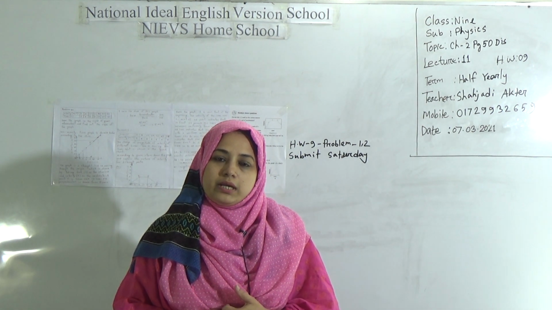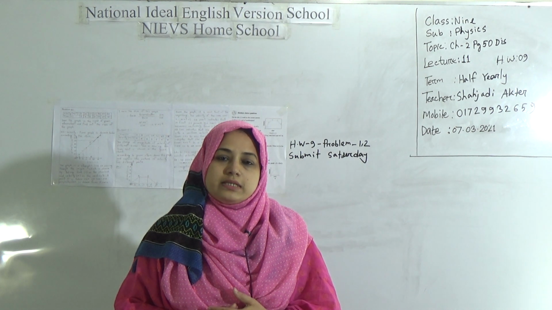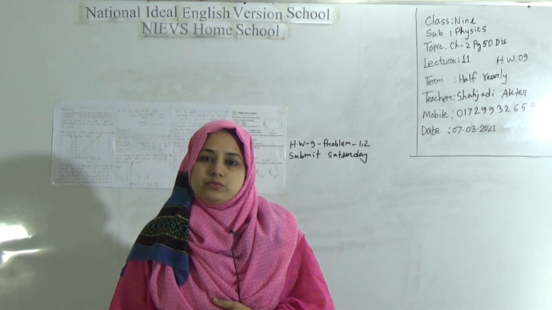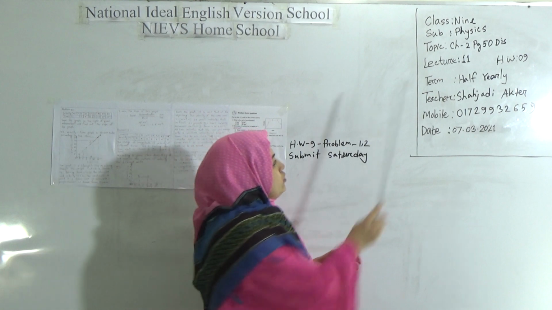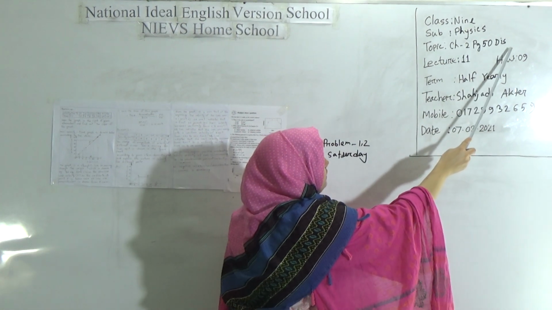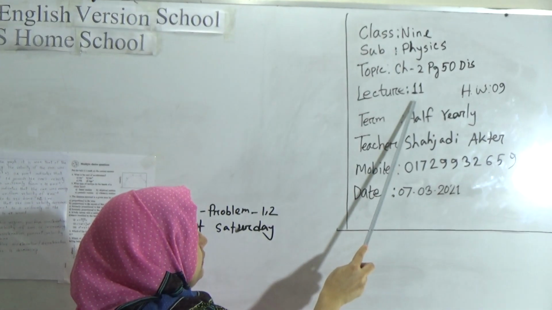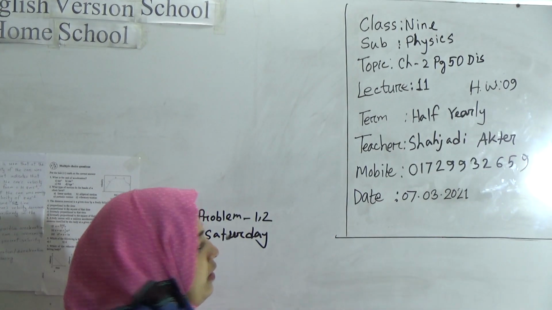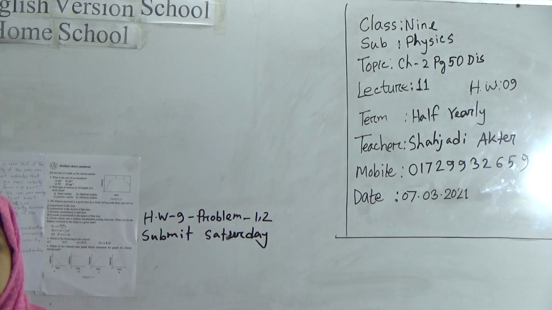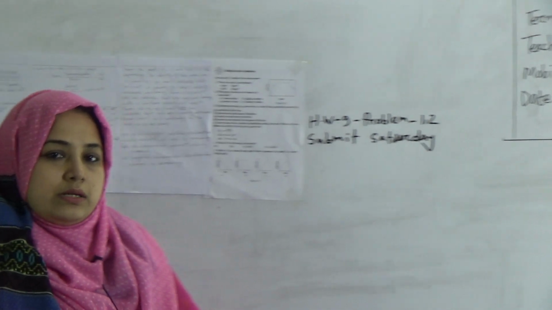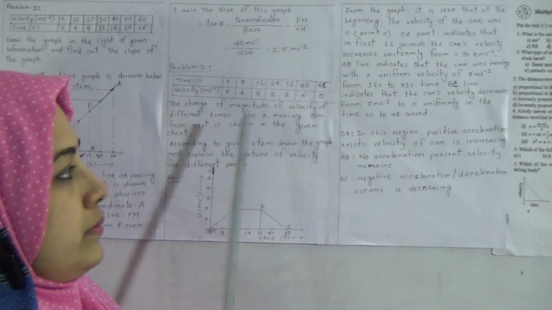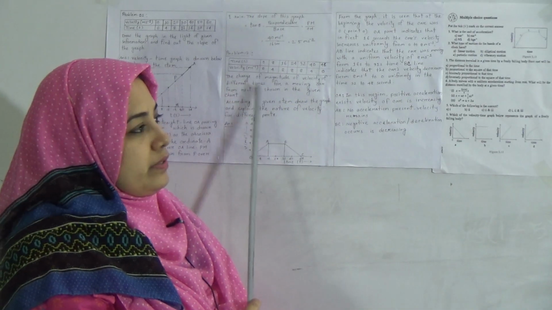Today I am going to take a physics class for class 9 students. My dear students, our today's topic is chapter 2, page number 50, today's lecture number 11 and SW number 9. My dear students, let's start our class. Today we will discuss chapter 2, page number 50.